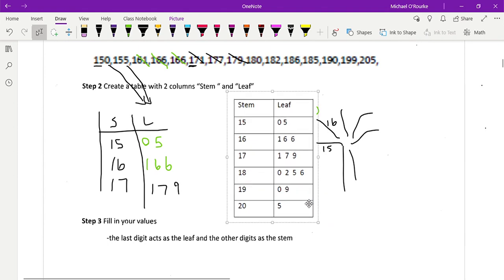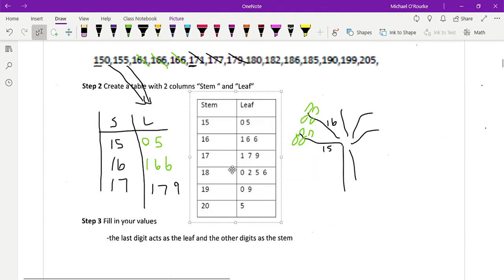Double check your answers against my answers. Yep. Because this is a really easy way, once you have it graphed, once you have it all in there, you could easily answer what happens the most. What's the most popular range, you know what I mean? You look at 170. I'm good.